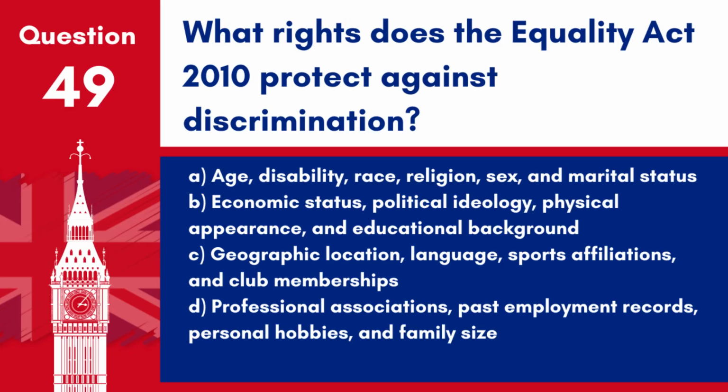Question 49. What rights does the Equality Act 2010 protect against discrimination? A. Age, disability, race, religion, sex, and marital status. B. Economic status, political ideology, physical appearance, and educational background. C. Geographic location, language, sports affiliations, and club memberships. D. Professional associations, past employment records, personal hobbies, and family size.